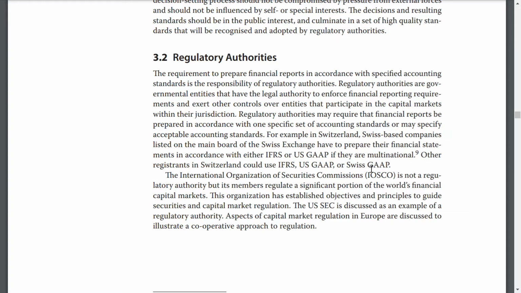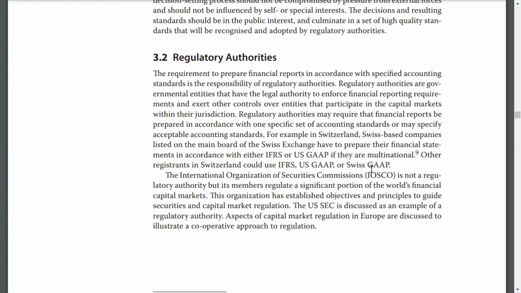Regulatory authorities may require that financial reports be prepared in accordance with one specific set of accounting standards, or may specify acceptable accounting standards. For example, Swiss-based companies listed on the main board of the Swiss Exchange may provide financial statements in accordance with IFRS or US GAAP, while multinational companies registered in Switzerland can use IFRS, US GAAP, or Swiss GAAP.